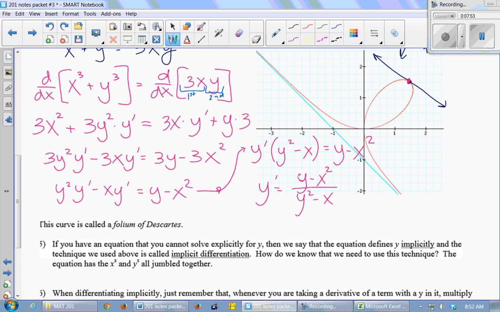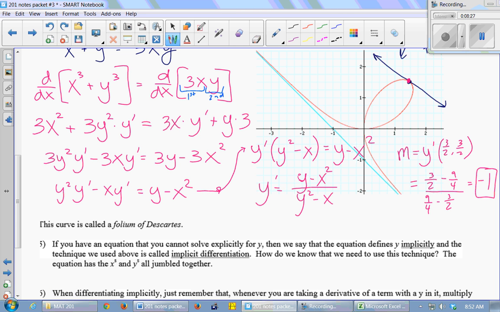All right, so the slope of my tangent line is going to be y prime evaluated at 3/2, 3/2. So I'm going to have 3/2 minus 9/4 over 9/4 minus 3/2, which is -1. You were right. Okay, so that's the slope of my tangent line. Running out of a little room here.